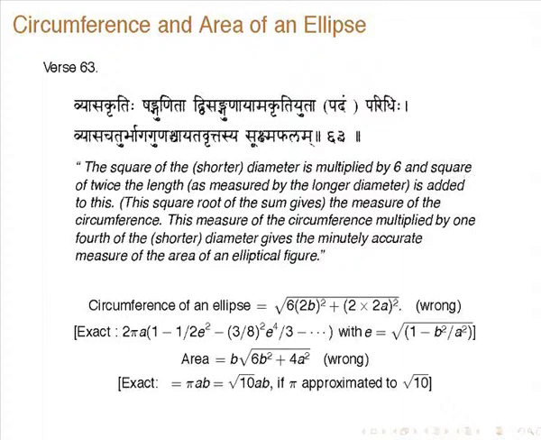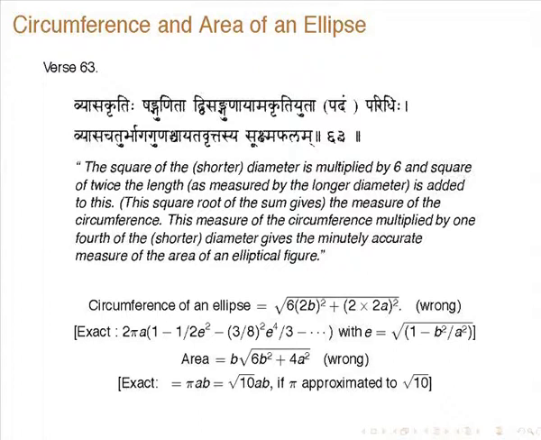Then the circumference and area of an ellipse: the square of the Vyasakrutihi Shadgunita Dvisangunayama Kruti Yuta Padam Paridhihi Vyasa Chaturbhaga Gunascha Ayata Vruttasya Sukshma Phalam. The square of the shorter diameter is multiplied by 6, and the square of twice the length as measured by the longer diameter ayama is added to this. The square root of the sum gives the measure of the circumference, and this measure of the circumference multiplied by 1/4 of the shorter diameter gives the minutely accurate measure of the area of an elliptical figure.